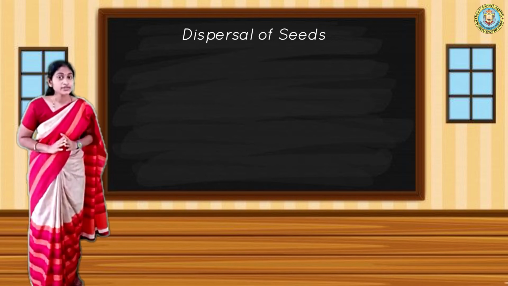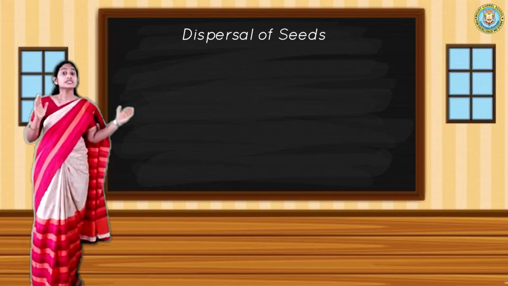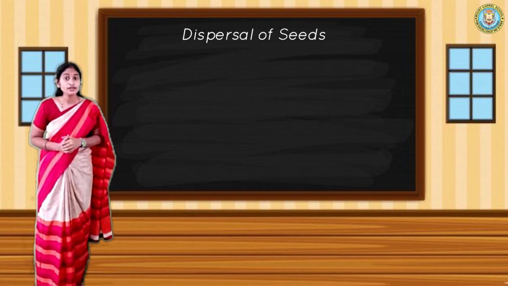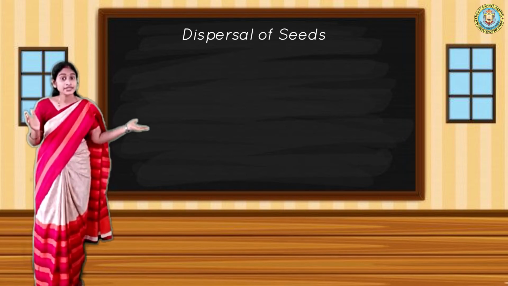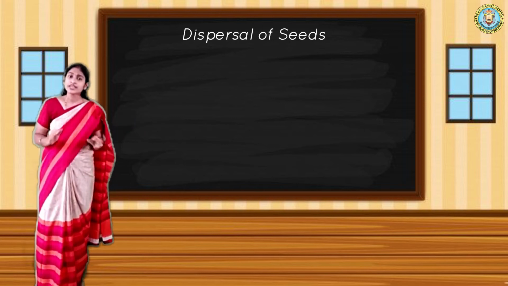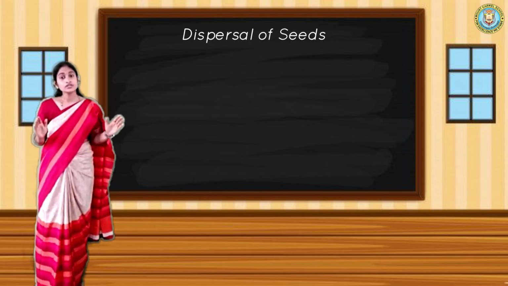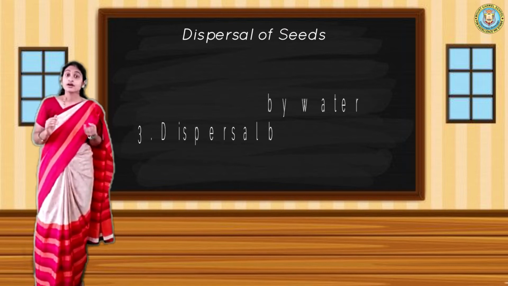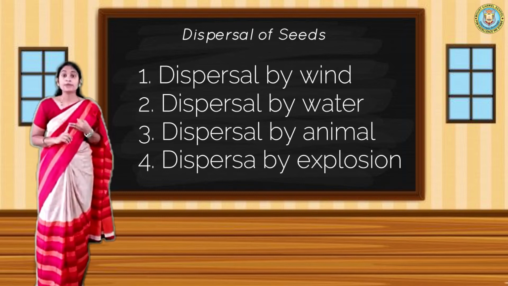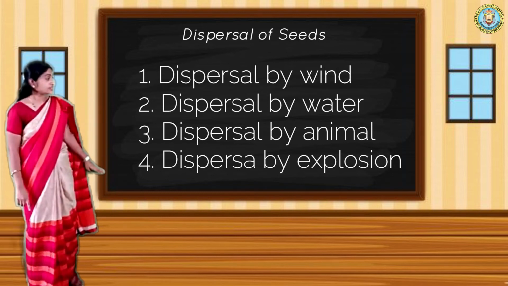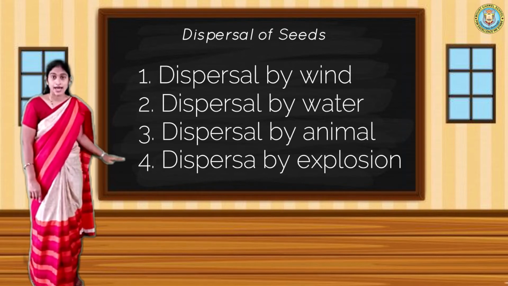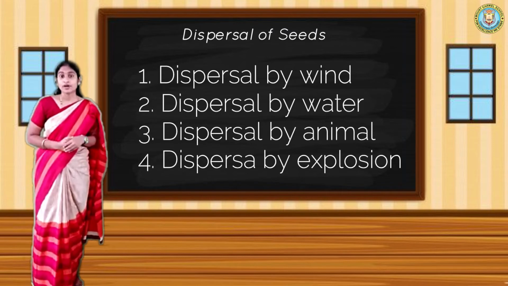Dispersal means what? Scattering of seeds through the plant. And there are many ways of scattering of seeds: by wind, by water, by animals, and by explosion. These are the 4 types by which dispersal happens. Let us see one by one.